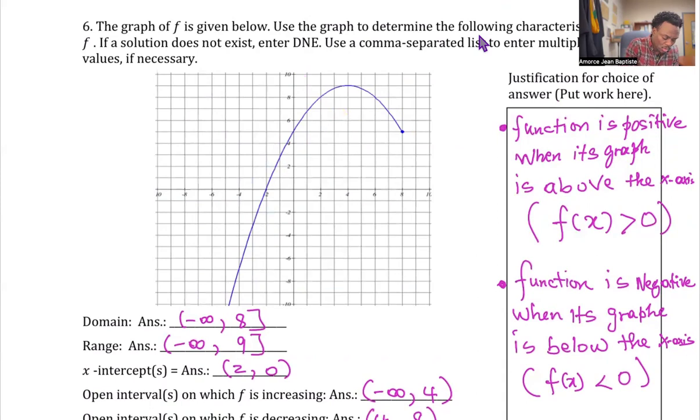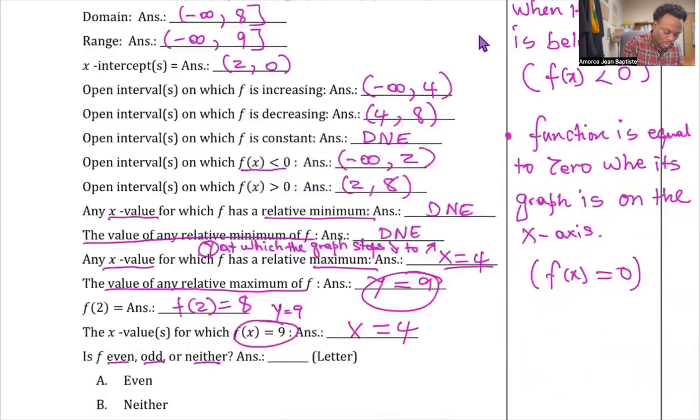Not even one. So let's pick a random x, because if we want to know whether it's even or odd, every x and its negative should give me the same y if the function is even. And if it's odd, every x and its negative should have opposite y. That's pretty much what it is.